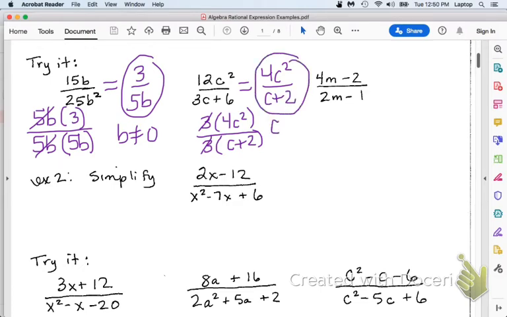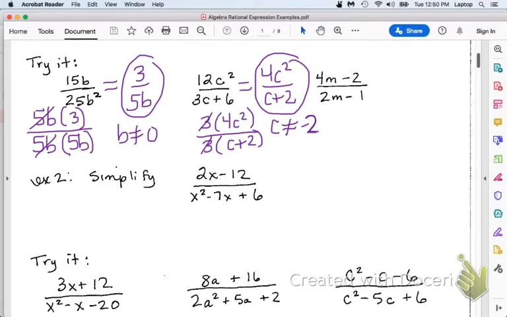Here, the excluded values would be, now in this case, you want to make 3c plus 6 equal to 0, and so if you subtract 6 and then divide by 3, you would have that c cannot be equal to -2. That's the excluded value here. Okay, and you're going to be asked online to be putting in the excluded values. Okay, moving on to the next one.